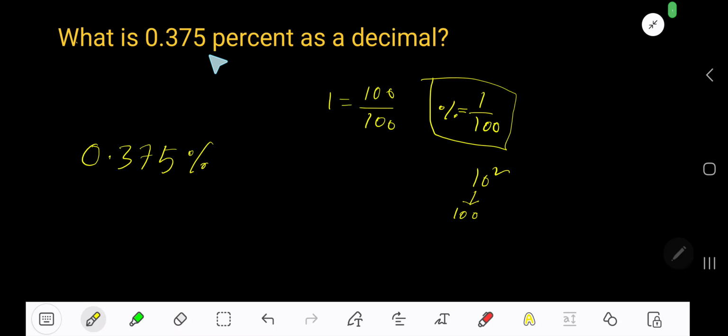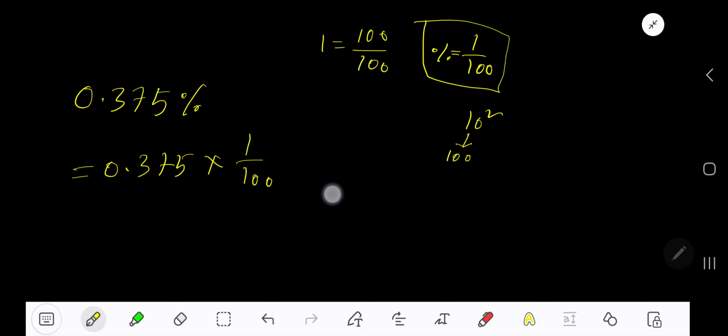What is 0.375% as a decimal? So we can rewrite this 0.375. Instead of percent, we can write 1 over 100. Now multiply 1 times this 0.375 divided by 100. So look, 10 to the power 2 means 100. So 100 is a power of 10 number.